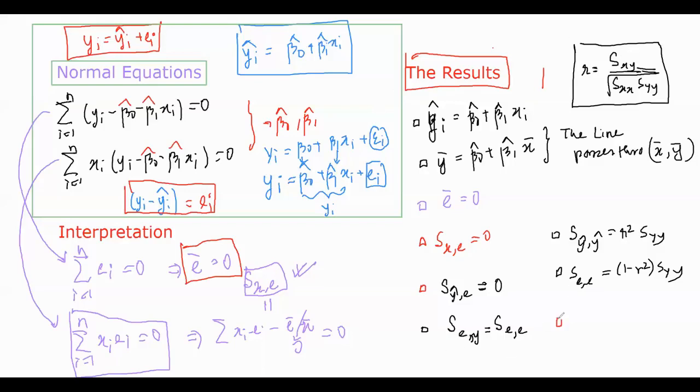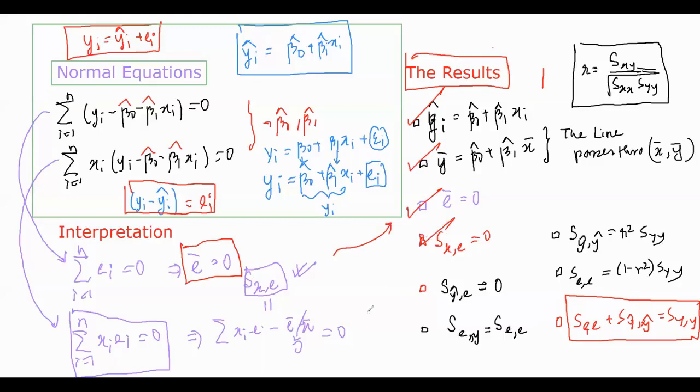This also implies that S(e, e) plus S(y hat, y hat) is equal to S(y, y). That's really intriguing for me. We will see that this is the Pythagoras theorem of statistics, of simple linear regression. So these are the basic results we have seen. We proved some from the first normal equation and some from the second normal equation. Let's now see these two properties and why they are so natural.